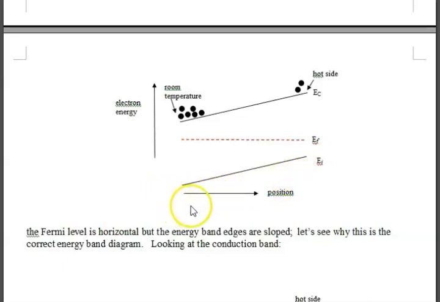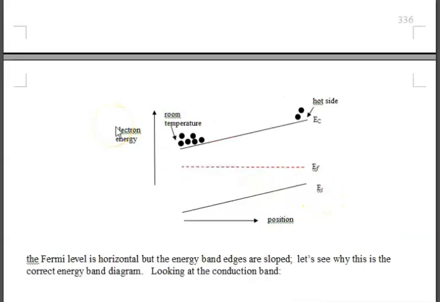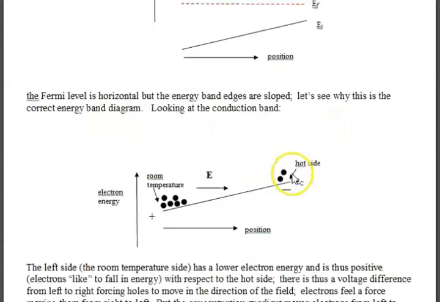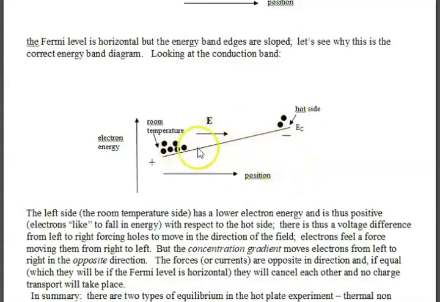And now we've identified the x-axis with position. This is the left side, and this is the right side. Okay, so to examine this a little bit further, let's go to the conduction band itself. It is true that if the electron energy is lower, that's positive. If the electron energy is higher, that's negative. The electric field goes from positive to negative. So the electric field is an arrow pointing from left to right, which means that a positive charge would be repelled from the positive terminal and be attracted to the negative terminal. Electrons, on the other hand, go opposite to holes. Electrons would want to go driftwise from right to left.